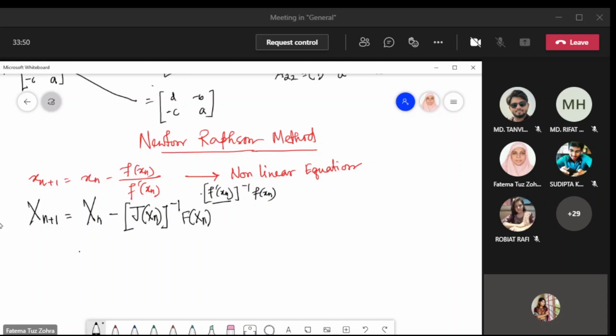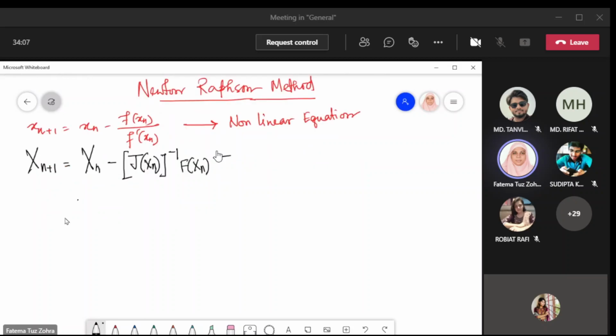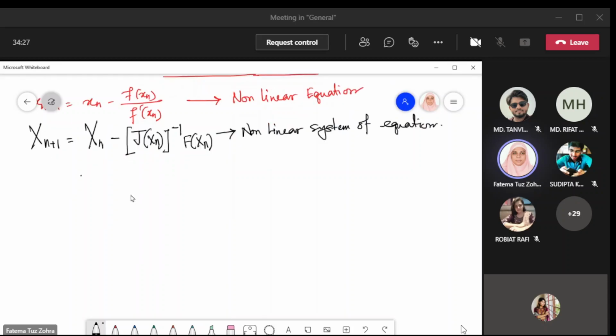So logically, on paper, you cannot show anywhere that this formula comes from that one. No, I am just showing a trick or way to remember it. So this is the new formula, the Newton-Raphson method for a nonlinear system of equations. So now we're having a nonlinear equation.